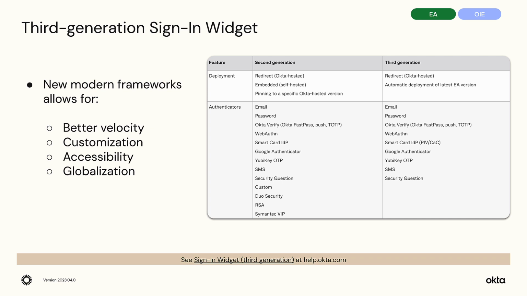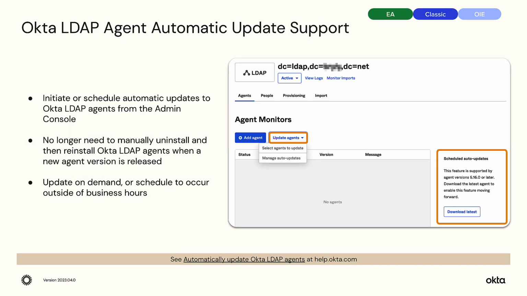Third-generation sign-in widget. The third-generation sign-in widget is more accessible and uses modern frameworks that provide a better end-user and developer experience. Okta built the experience from the ground up for Identity Engine, which allows for better velocity, customization, accessibility, and globalization.